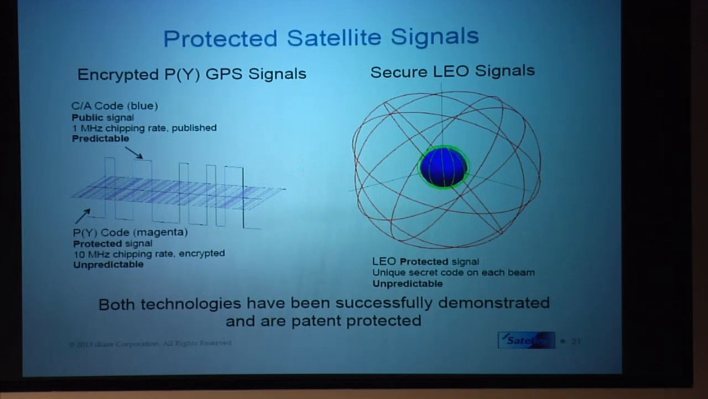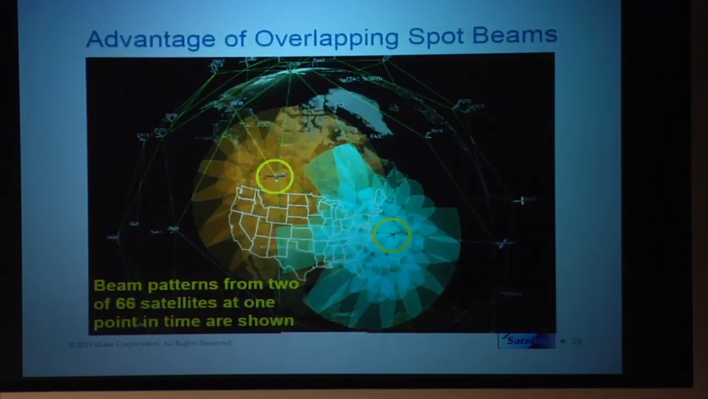But the real advantage is more subtle. In fact, more powerful than that. It addresses this business of the attack radius. How proximate does the attacker have to be? And here we have, for an example, the Iridium beams for two of their satellites. The orange is one satellite, the blue is the other satellite. Notice how complicated that beam structure is.